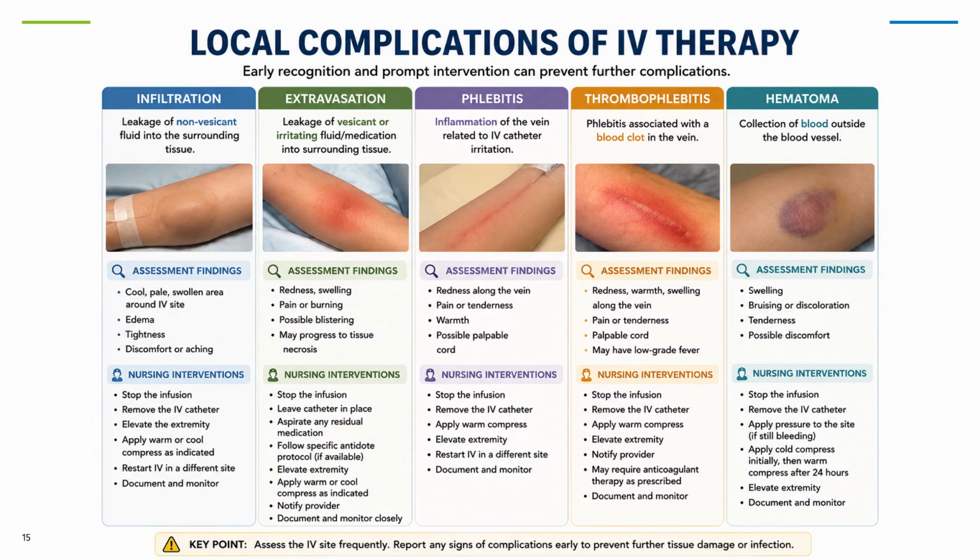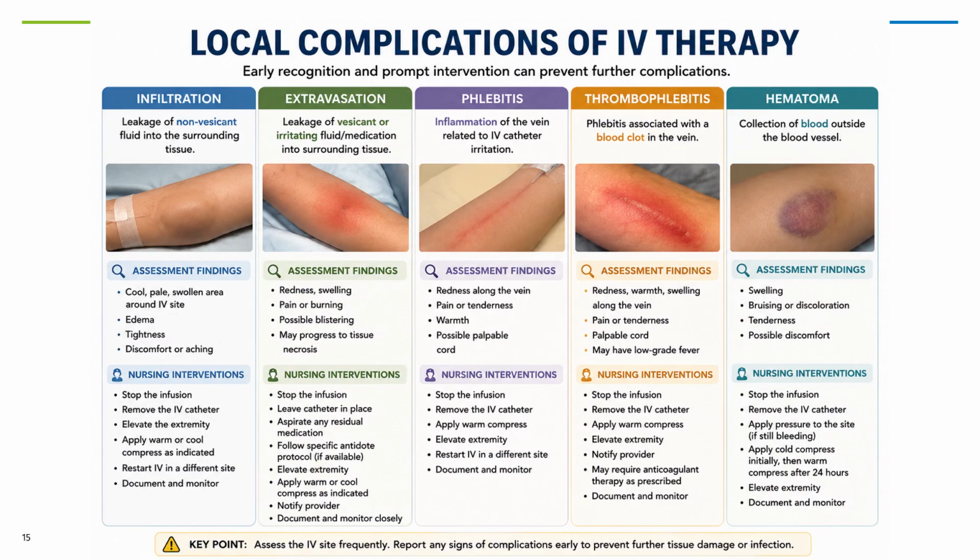Our first action is going to be to stop the infusion immediately, remove the IV catheter, elevate the extremity, apply a warm or cold compress according to the type of solution and your facility's policy. We can restart the IV in another extremity if continued therapy is needed, and we're documenting our findings.